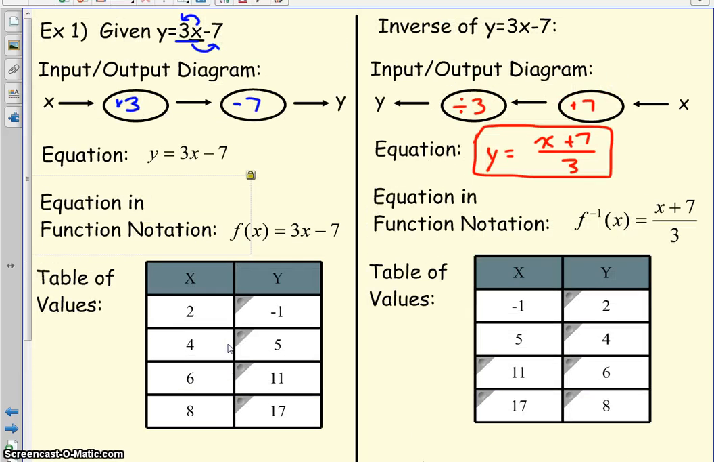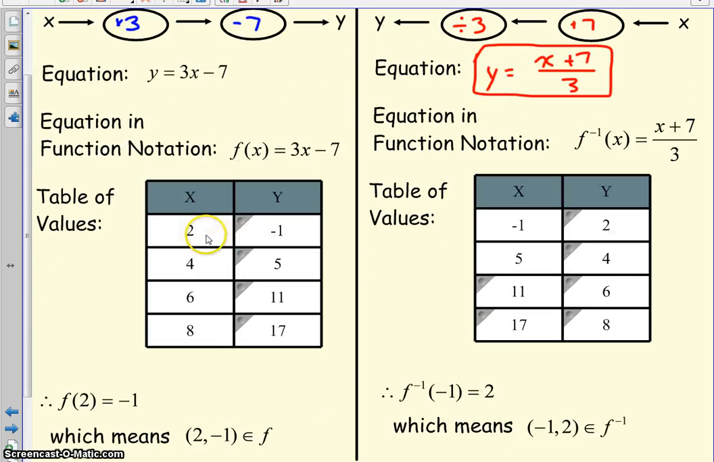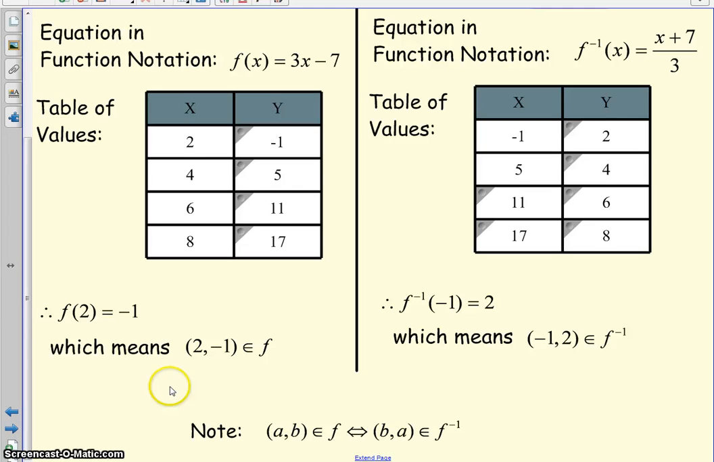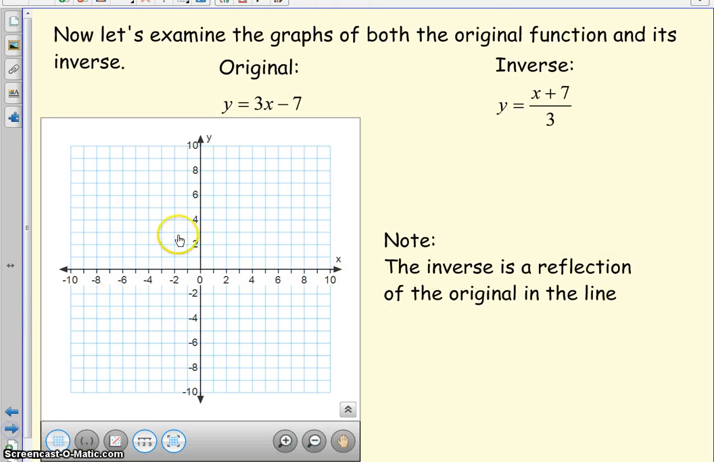Okay, so a lot went on there, but that gives you an idea of how the function and its inverse are related, at least in terms of different points on the function and the inverse, and how to create the equation of the inverse from the original function using those input-output diagrams. Okay, so some other stuff with the inverse here.